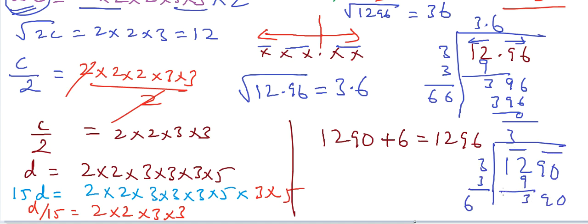Now suppose we try 6. 66 into 6 is 396, but it is 390 only, correct? 396 is more than 390, so let's try with 5. 65 into 5.